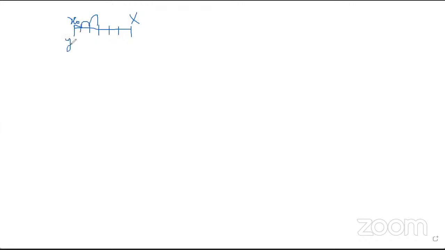Here it is giving y naught. Using this value, we will predict this one, y1. Using this y1 now, we will predict y2, and so on. This thing is clear. Suppose this is xn. So xn is equal to capital X.